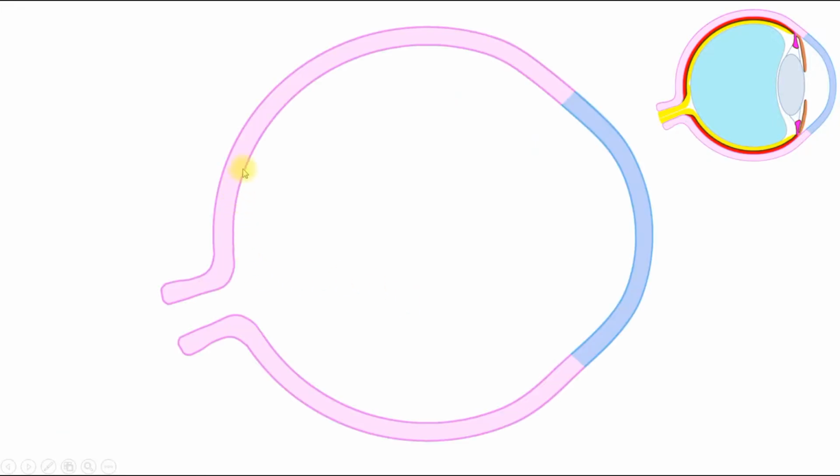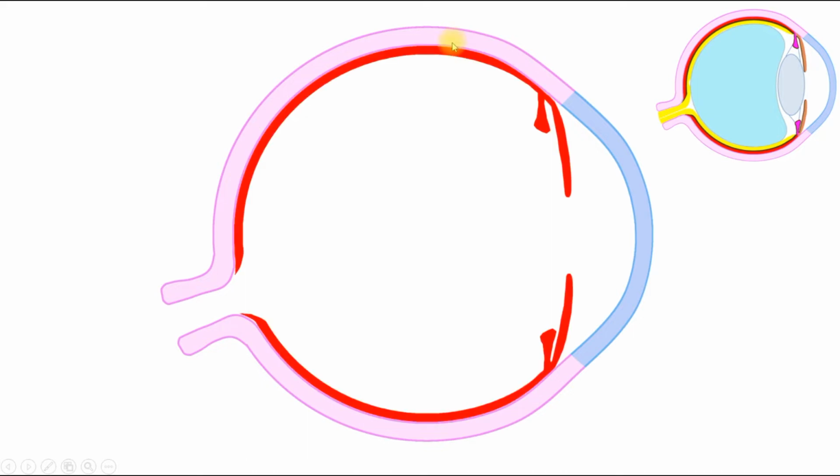So here we can see the outermost layer of the eyeball. It's the fibrous layer. It has a transparent part, the cornea, and a non-transparent part, the sclera. The next layer, the middle layer, is uvea, which has 3 parts. It's iris, ciliary body, and choroid. Here we can see them. And the innermost layer is the retina, or nervous layer, or receptor layer of the eyeball. The retina is continued by the optic nerve.